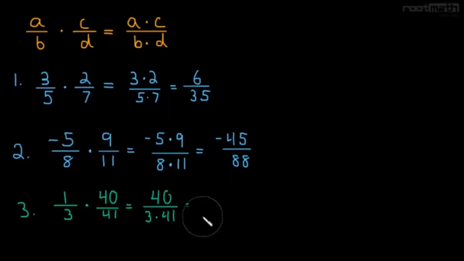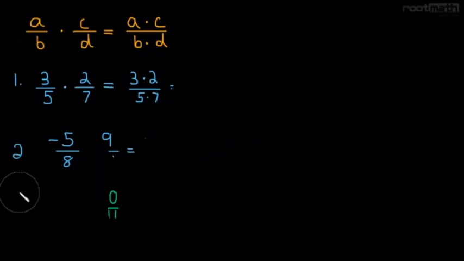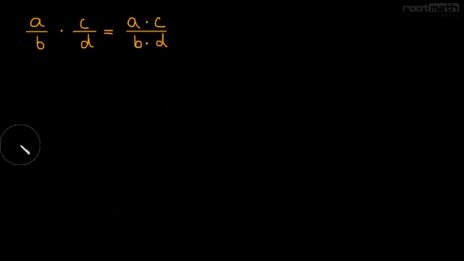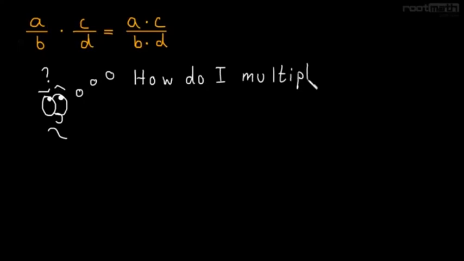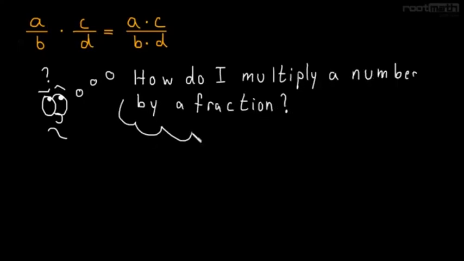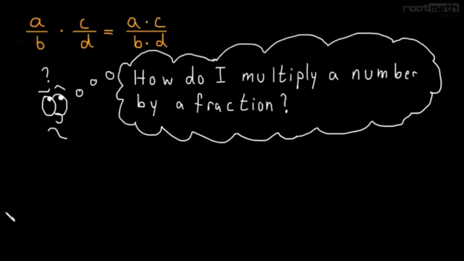Okay, so we figured out how to multiply fractions. It's really, really simple. But you might have a question lingering. And that question is, how do I multiply a number by a fraction? We know how to multiply fractions by fractions, but let's see an example of multiplying just a number, an integer, by a fraction. So for example, 7 times 2/3.